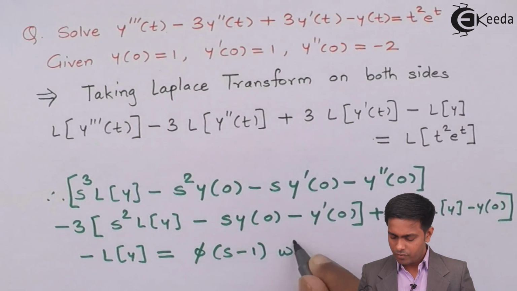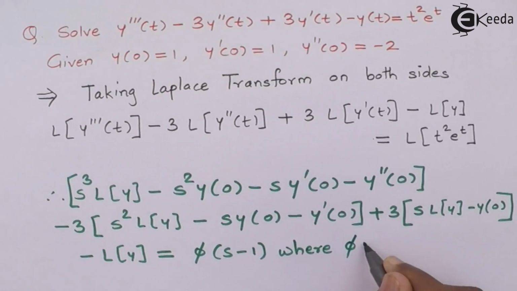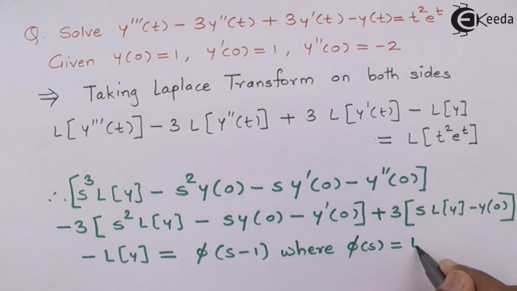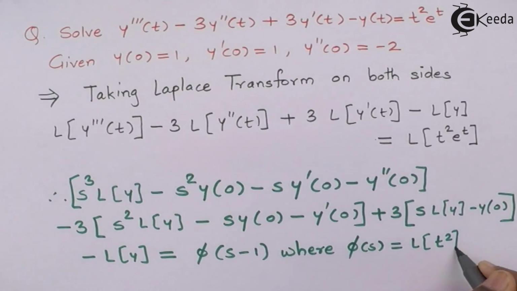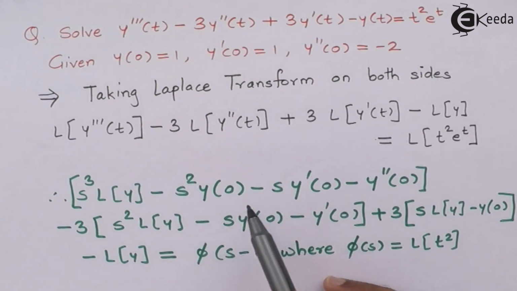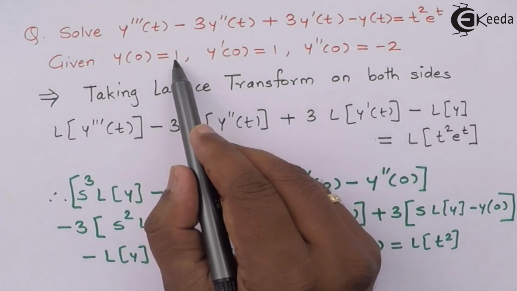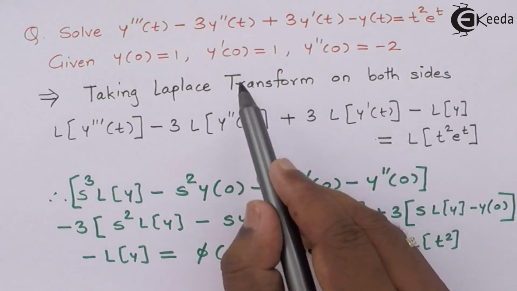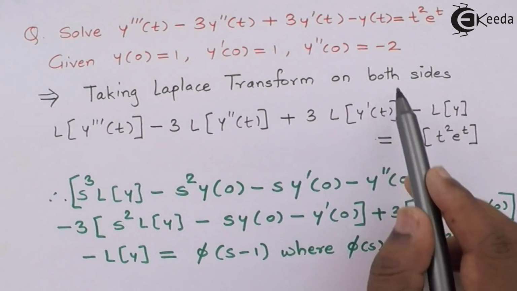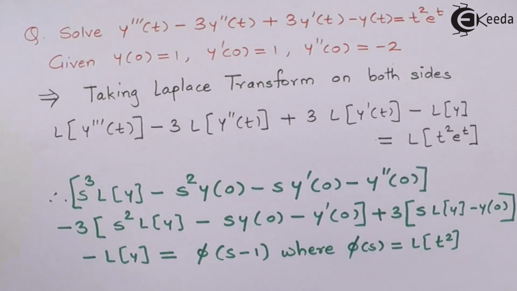Here I'll write down, where this phi of s we will get by finding the Laplace transform of t square. So here the function is t square. Let's find it out on a new page. Now guys, before proceeding, we will also put the values of y of 0, y dash of 0 and y double dash of 0, because these values are given in the question. So here this s cube Laplace of y will remain as it is. Here at y of 0 I'll put the value 1, so that will be negative s square. Here it is 1, so negative s, and here it is minus 2, so positive 2. So let's see what we get.